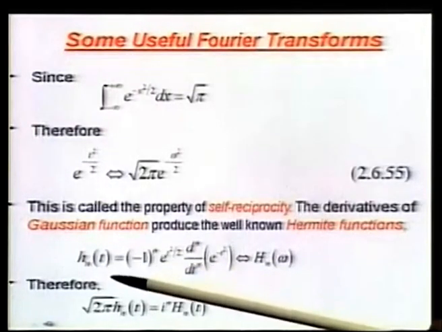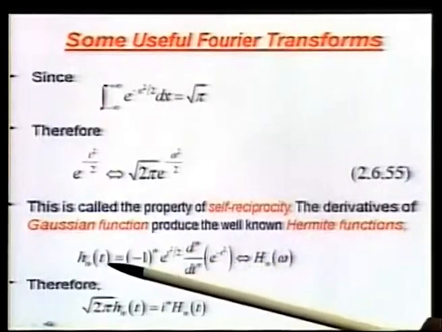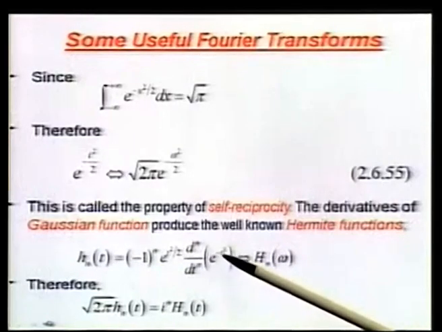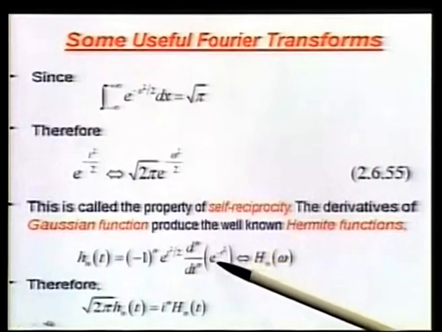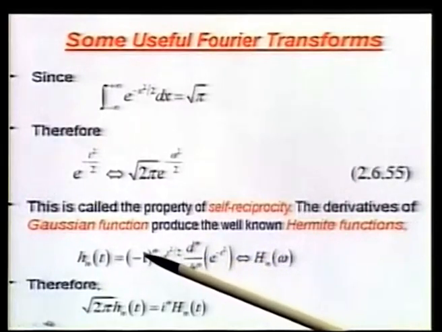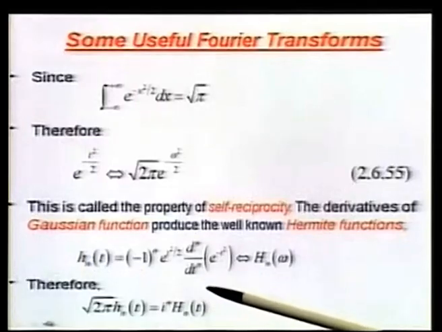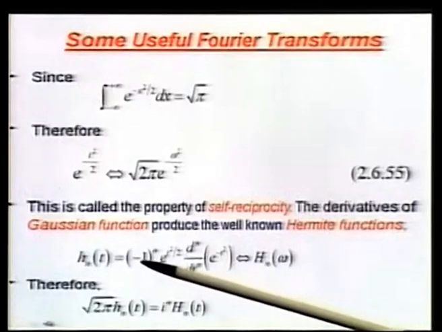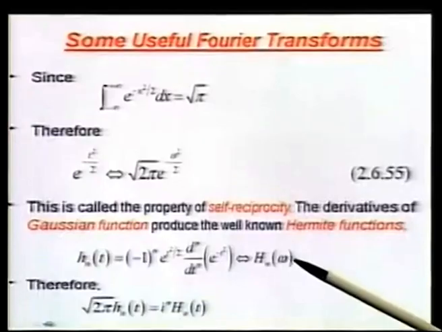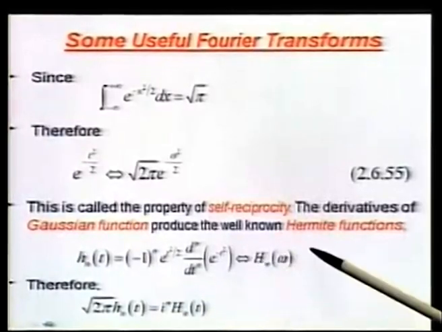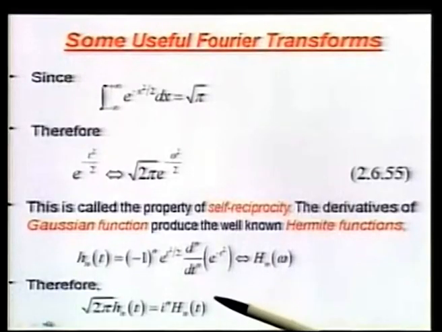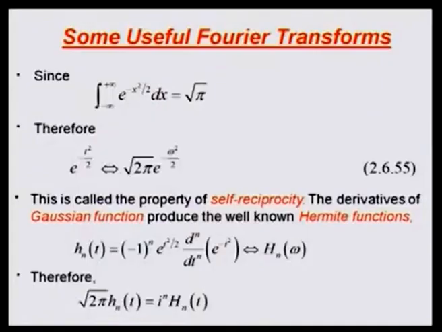They have this generic equation. You can take the derivative of e to the power minus t square, and then you can get a whole set of Hermite functions of different order n, and the corresponding Fourier transform we will call h of n, and one can show, well, this is a mistake here, that root 2 pi h n of t should be i to the power n h n of omega. You can show that.